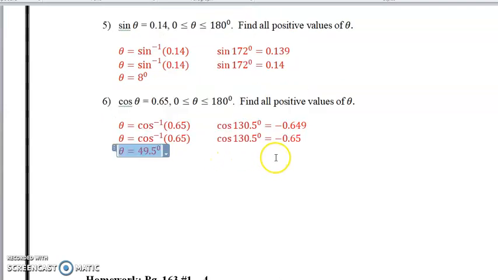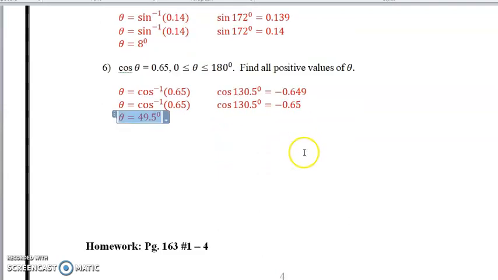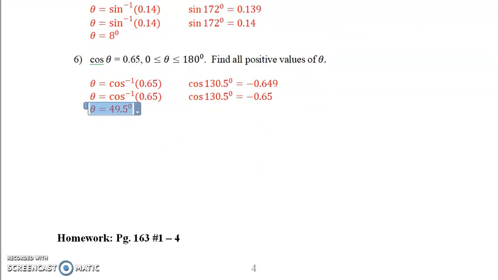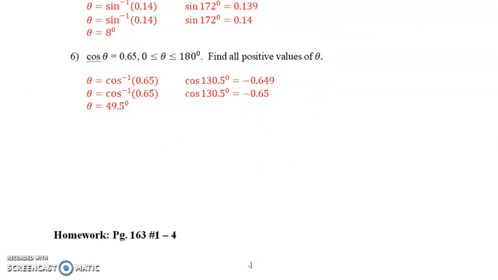Okay? So we're just exploring our calculators, exploring sine and cos past 90 degrees, because that's what we're going to be dealing with in oblique triangles and obtuse angles. Okay? So this is your homework. Just a few more questions to try on page 163, numbers 1 through 4.